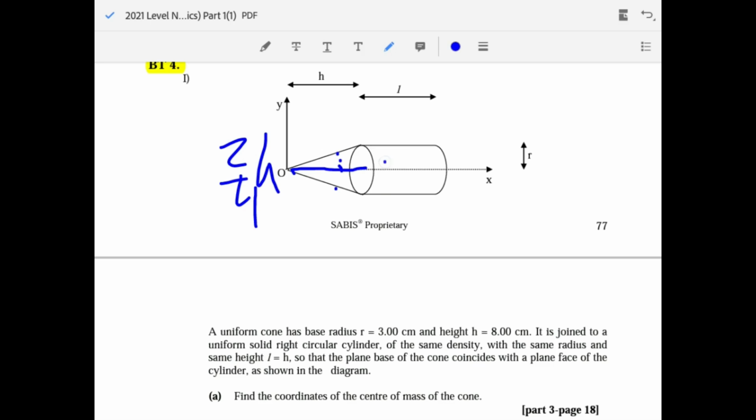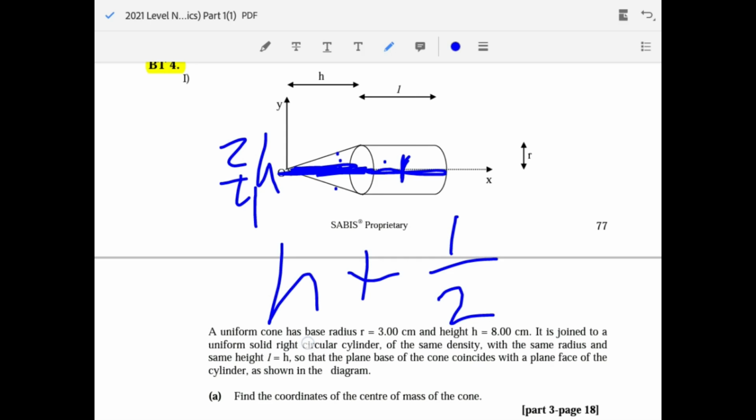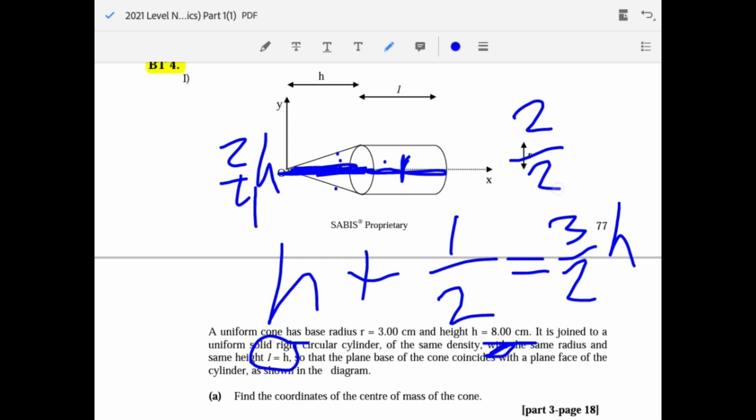And then here you have a cylinder. And since it's symmetrical, you just take the middle. So here it will be h plus, because you have this whole value here, plus the middle, so L over 2. But you know that L is equal to h. So now you have 3 over 2 h. And given that the height is 8, the center of mass x value for the cylinder is 3 over 2 times 8, which is 12.